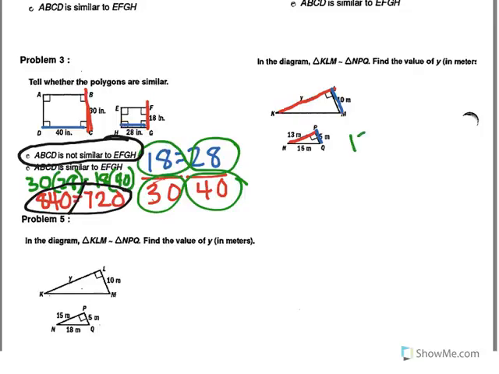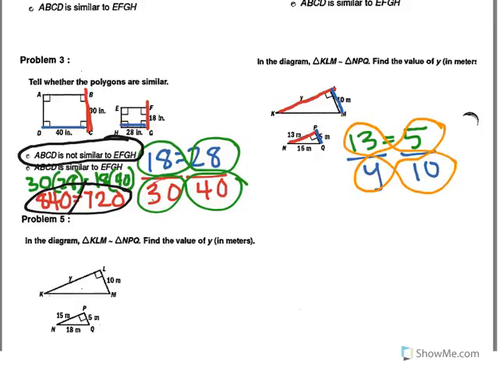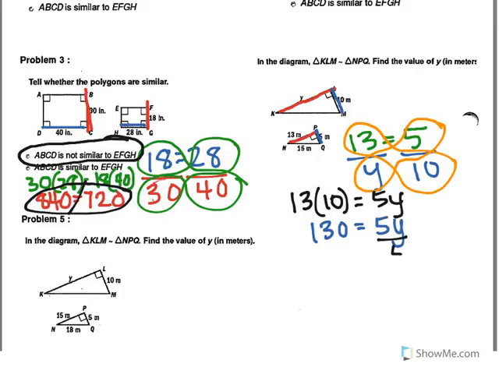So you're going to set it up, 13 equals 5, and you're going to find out 13 corresponds with Y, and then 5 corresponds with 10, and you're going to set up your proportions and cross multiply to solve for Y. 13 times 10 is 130 equals 5Y. Then you're going to divide by 5 on both sides, and Y equals 26.